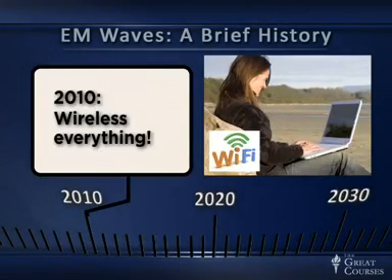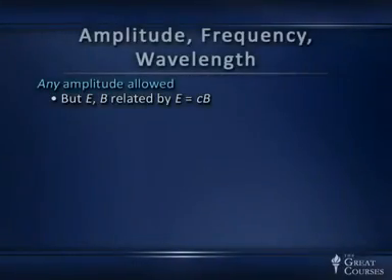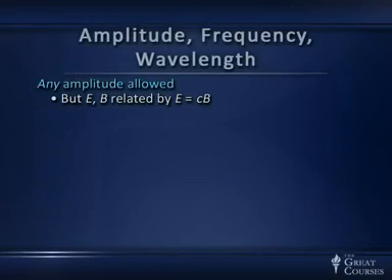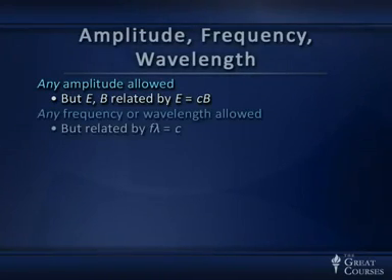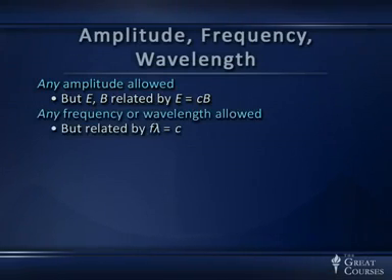Wireless means electromagnetic waves. Electromagnetic waves are not just light, but they are light. They're radio waves. They're all kinds of other waves. In fact, waves can have any amplitude, but there's a relationship between the strengths of the electric and magnetic fields, and they're related by the strength of the electric field is the speed of light times the strength of the magnetic field. Any frequency is allowed, but as for any wave, the product of frequency and wavelength is the wave speed.